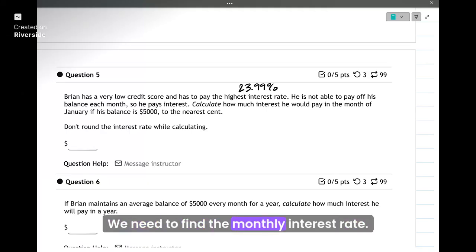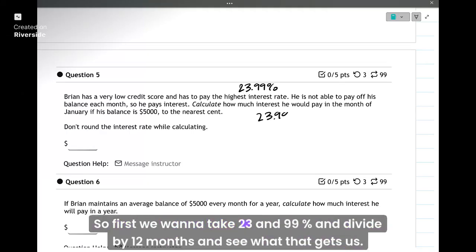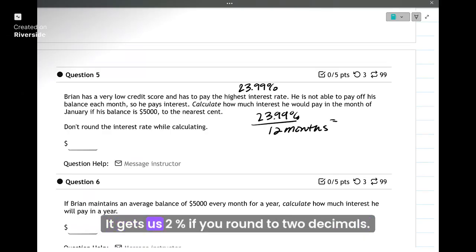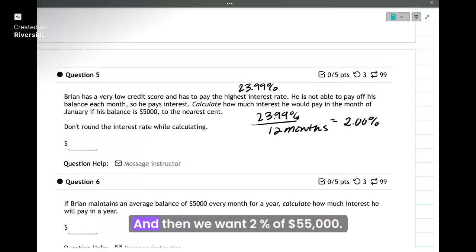We need to find the monthly interest rate. So first we want to take 23.99% and divide by 12 months and see what that gets us. It gets us 2% if you round to 2 decimals. And then we want 2% of $5,000. We know 1% is 50, so 2% is $100.